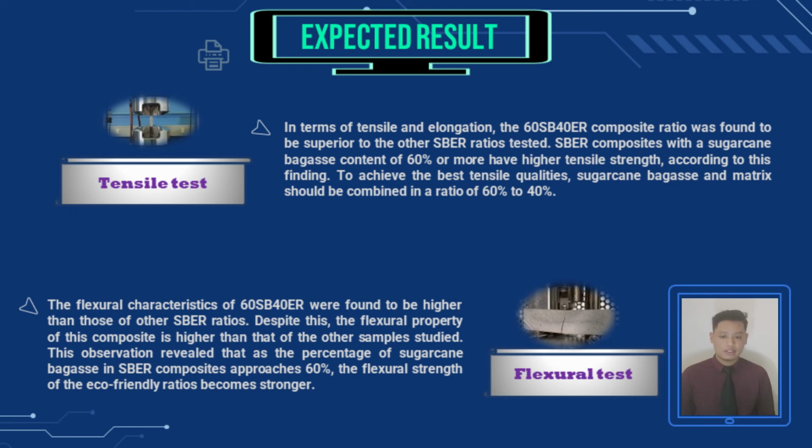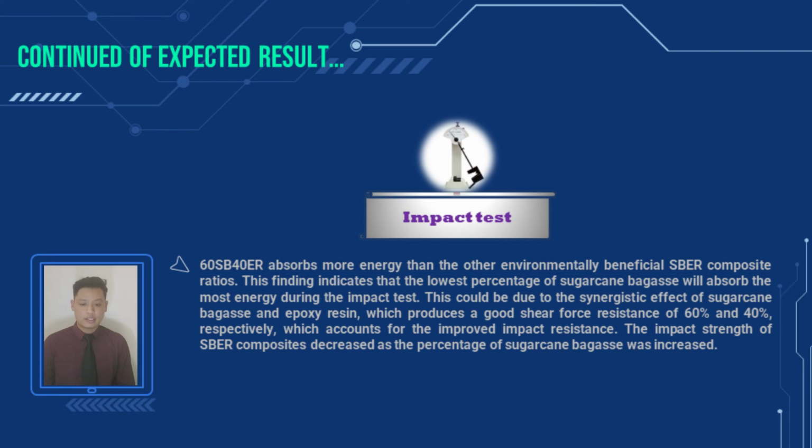For the flexural test, the flexural characteristic of 60 SB 40 ER were found to be higher than those of other SBER ratio. Despite this, the flexural property of this composite is higher than that of the other sample studies. This observation revealed that as the percentage of sugarcane bagasse in SBER composite approached 60%, the flexural strength of the eco-friendly ratio becomes stronger.